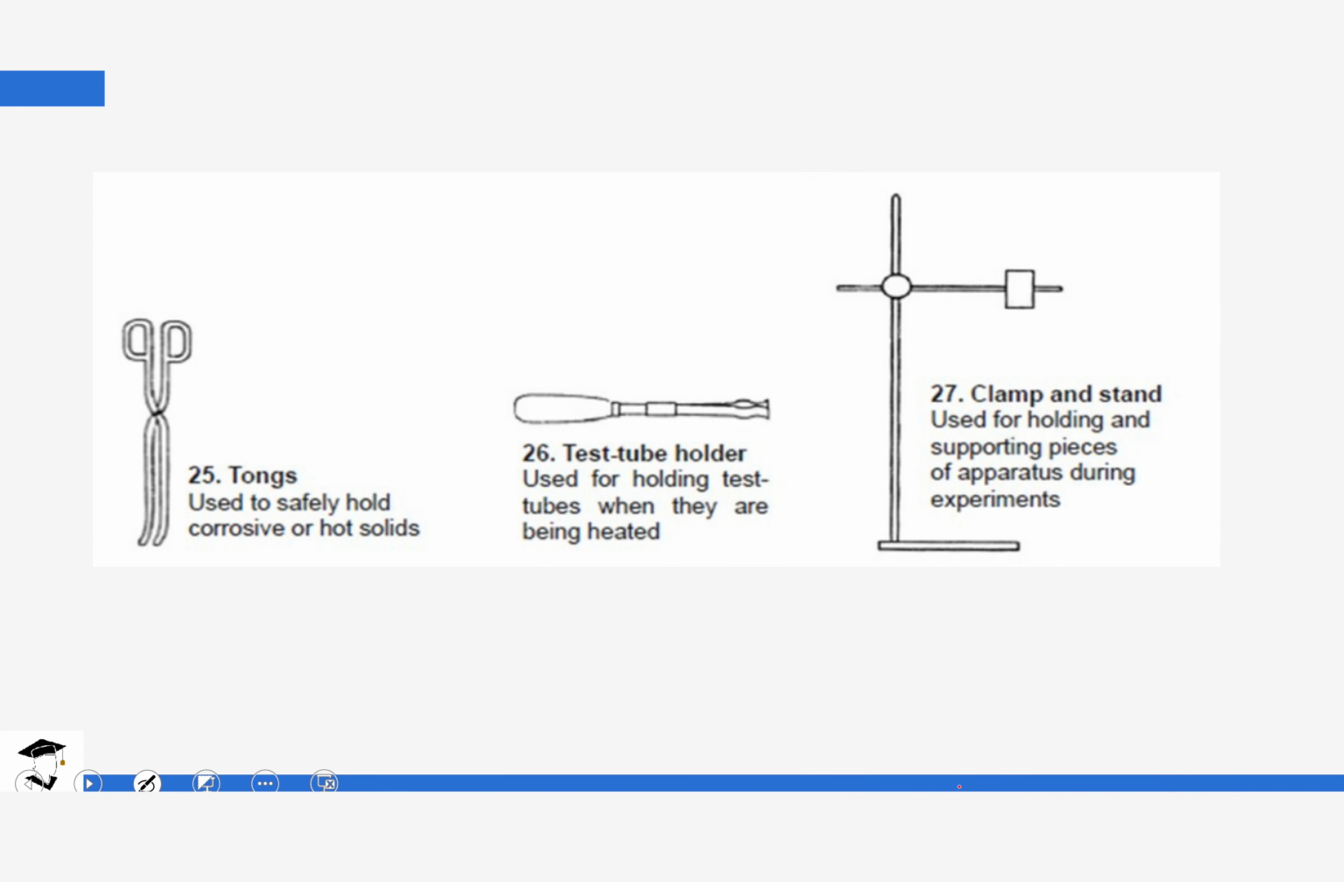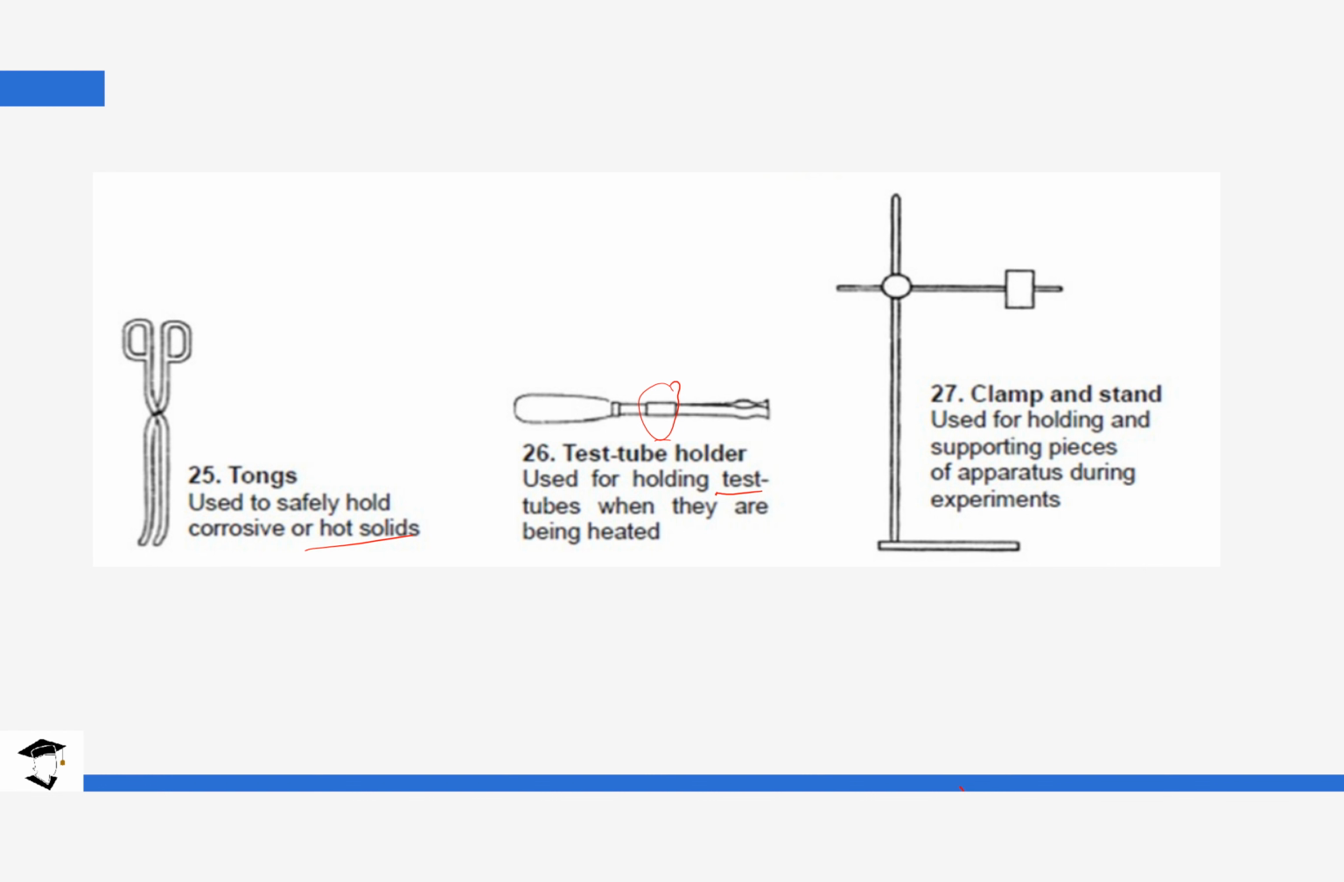Next, we have the tongs, the test tube holder, and the clamp. And I've put them together because basically they are used for holding substances. So the tongs is usually used to hold hot solids. The test tube holder, which we mentioned in one of the laboratory uses, is used for holding test tubes and also boiling tubes. It has an adjustable collar here that you can adjust depending on the size of the tube, that is the test tube and the boiling tube.